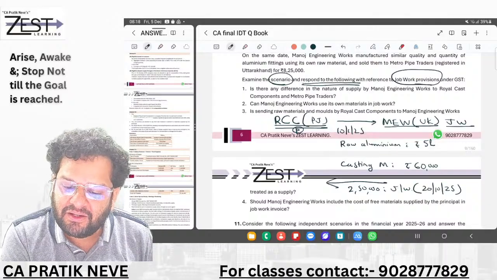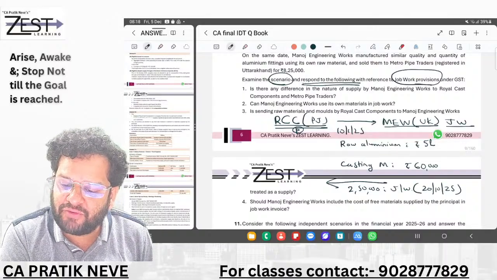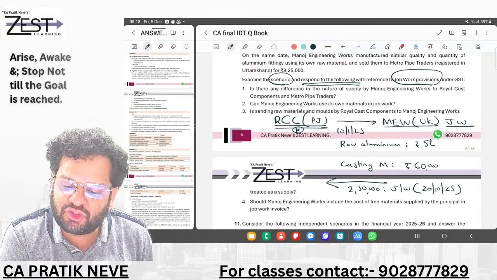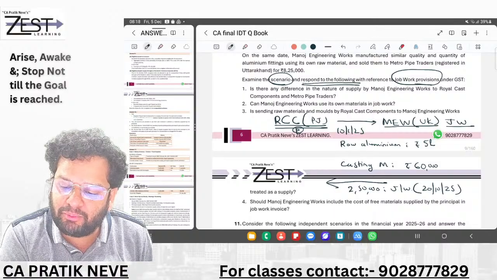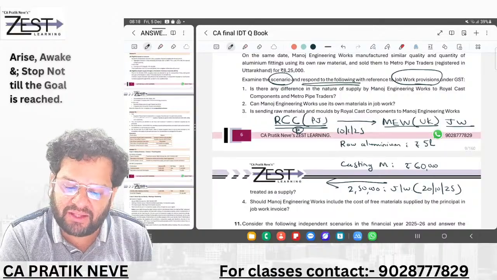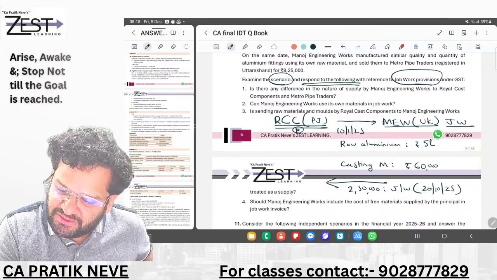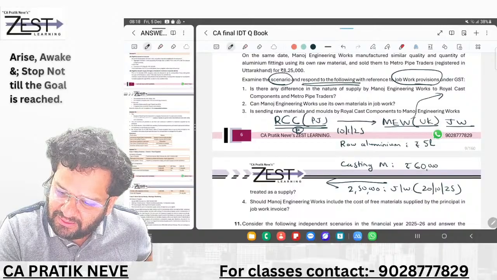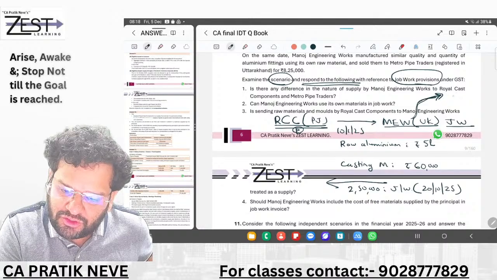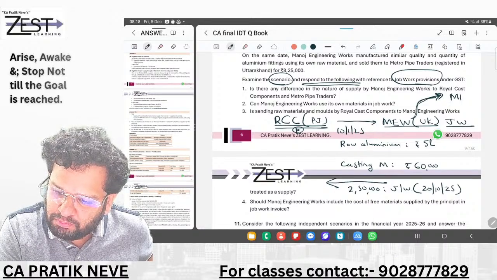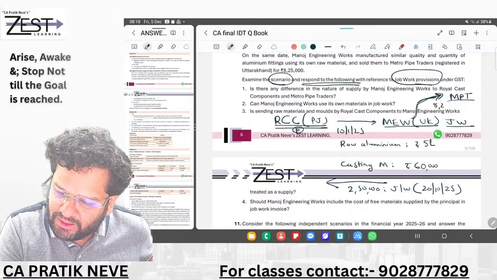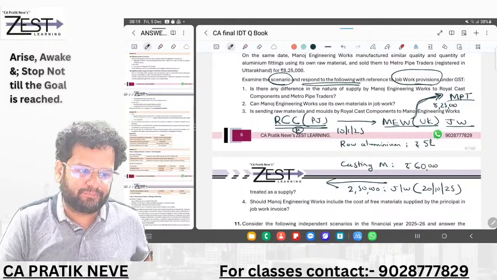On the same date, Manoj Engineering Works manufactured similar quality and quantity of aluminium fittings using its own raw material and sold them to Metro Pipe in Uttarakhand for 8,25,000. So this Manoj Engineering Works has sold similar goods to another trader, Metro Pipe, for 8,25,000 on the same date.